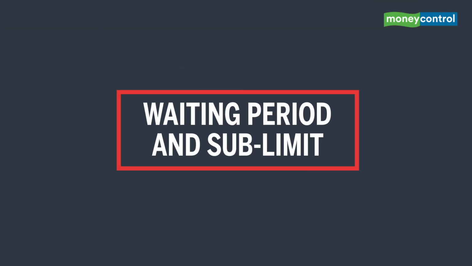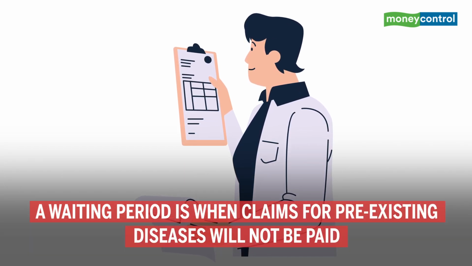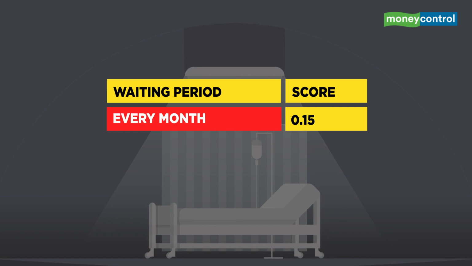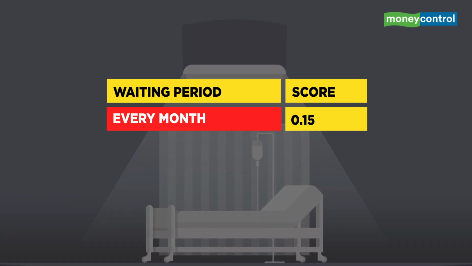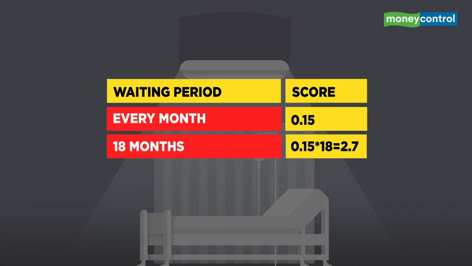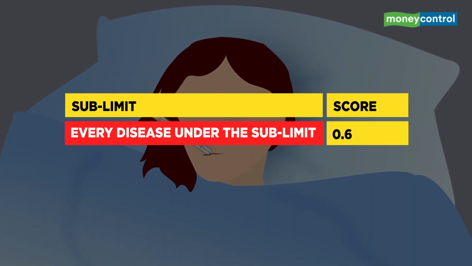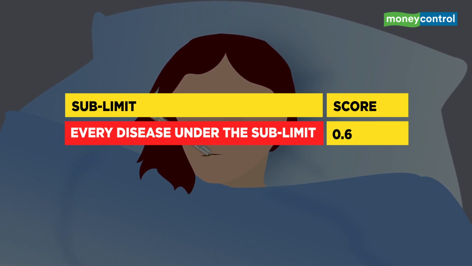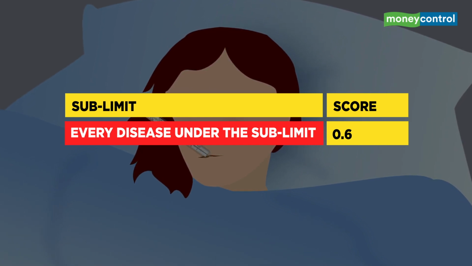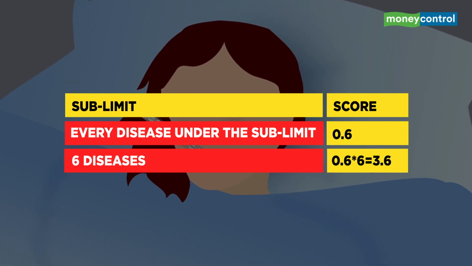Waiting period and sublimit. A waiting period is the period where claims for pre-existing diseases will not be paid. A score of 0.15 is given for every month of the waiting period. For example, if the maximum waiting period in a health product is 18 months, the score will be 2.7. A score of 0.6 is given for every disease placed under the sublimit. In the case of multiple options, the maximum copay offered will be considered. For example, if a health product has 6 diseases under sublimits, the score will be 3.6.